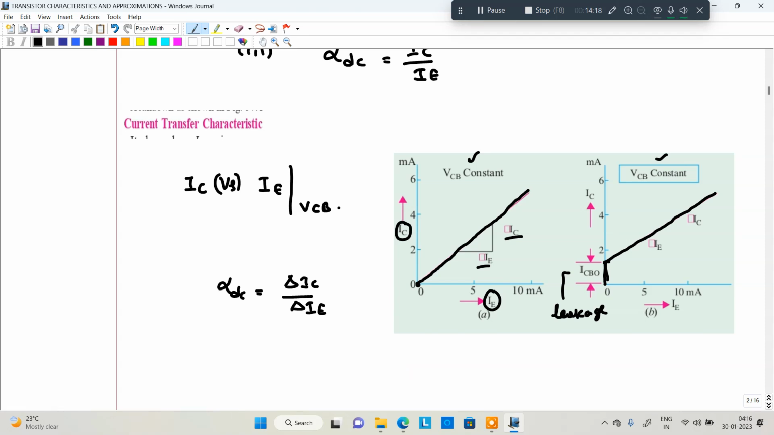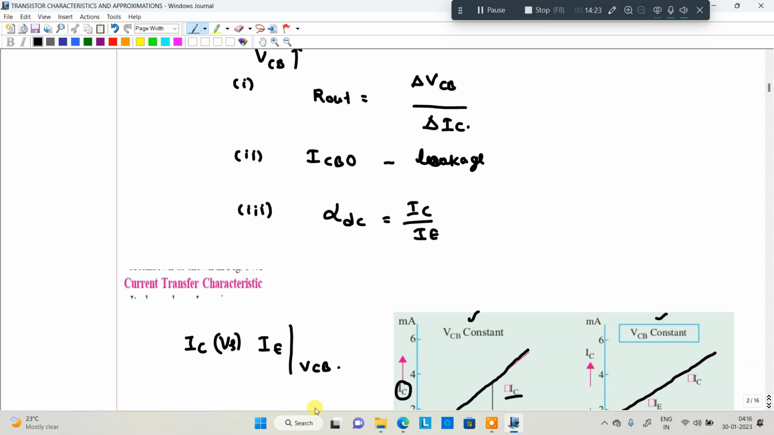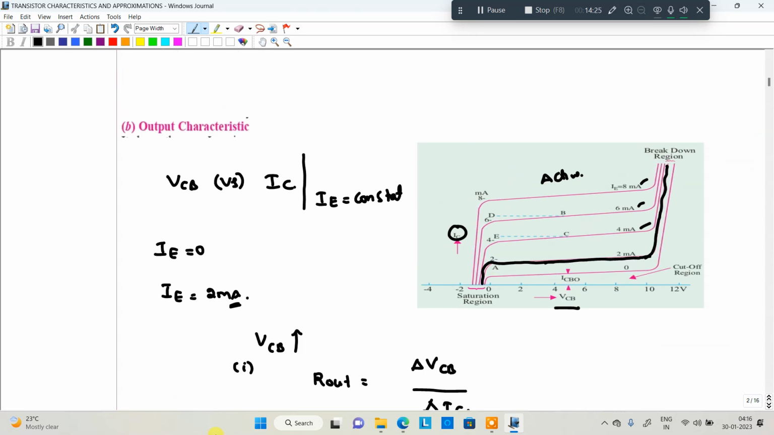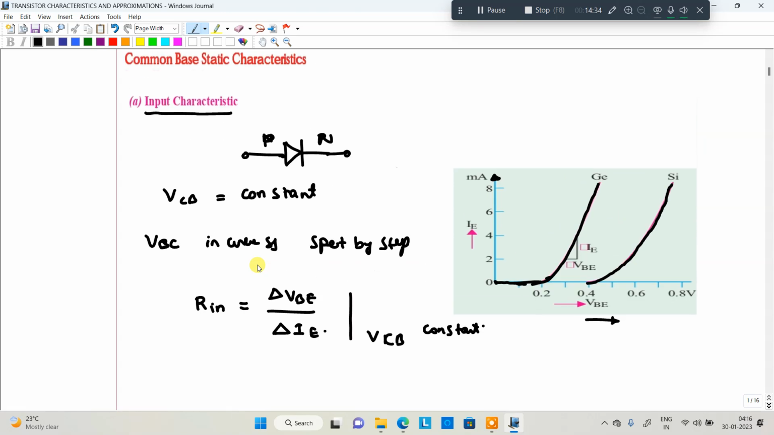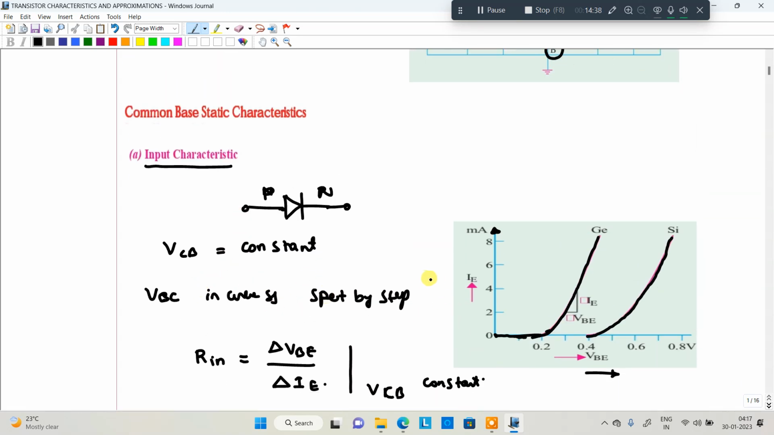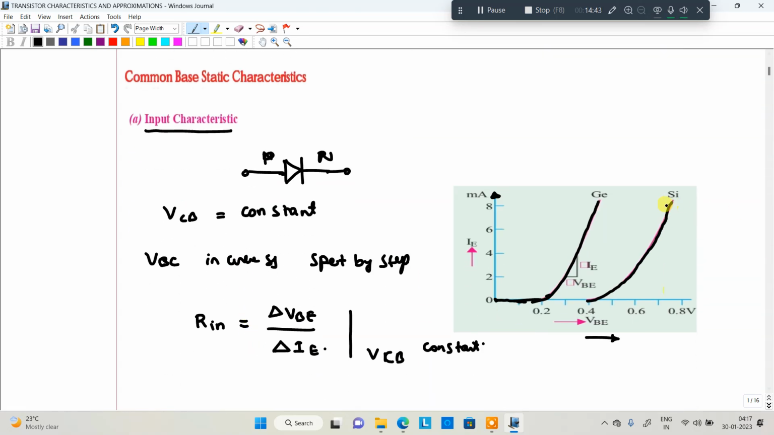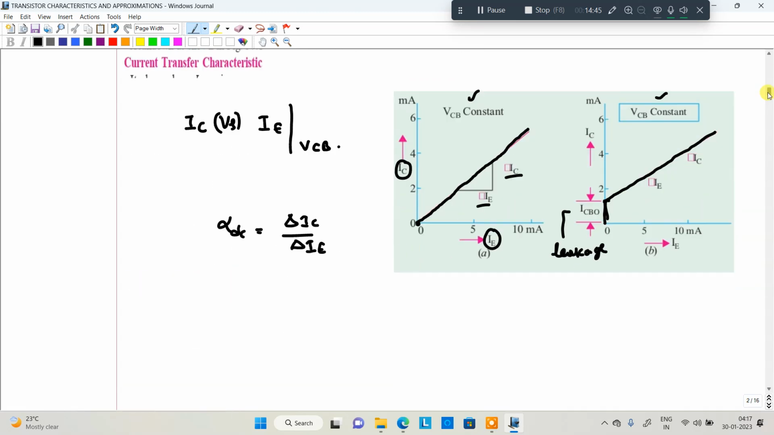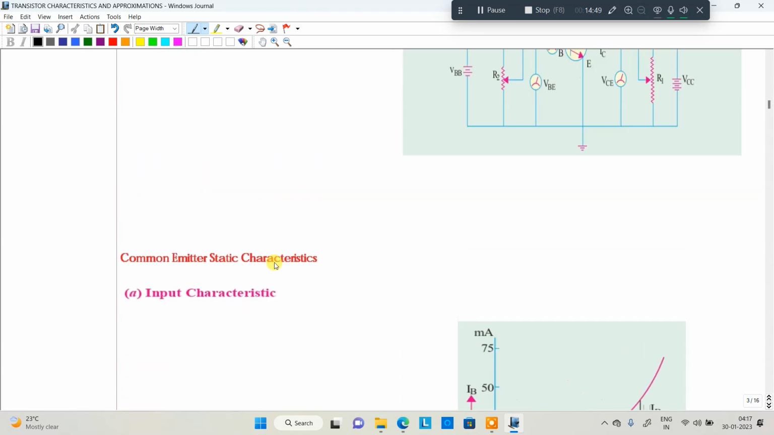In the examination, they may ask the question: the output characteristics is drawn between output voltage versus output current, that is VCB versus IC in case of common base configuration. The input characteristics in common base configuration is drawn between IE versus VBE, and the transfer characteristics is drawn between input current versus output current.